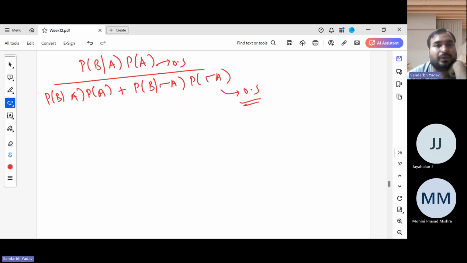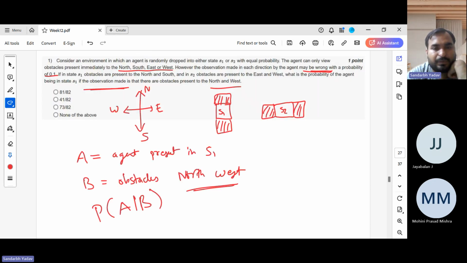If you are already in state S1, then what's the probability that you have event B? Event B is that you observe obstacles to the north and west. North there is already an obstacle, so north should be correct, with 0.9 probability. South, there is an obstacle, but we don't want it, so it should be 0.1. West, we want an obstacle, but there is not an obstacle, so we want it to be wrong. East, it should be fine, since there is no obstacle and we don't want one. So it becomes 0.9 squared into 0.1 squared. This is the probability of B given A.